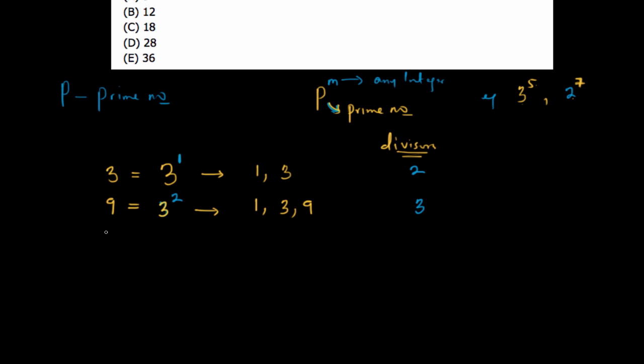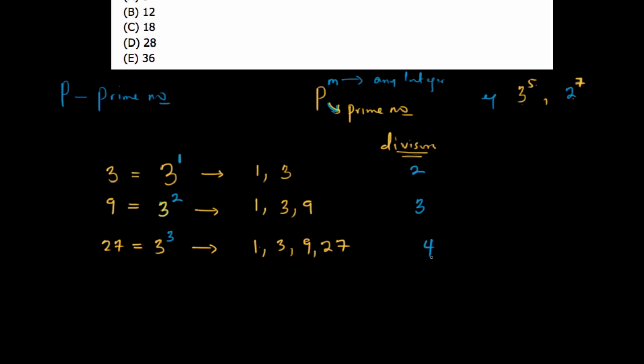Let's see another one. Let's say you have 27. 27 is the same thing as 3 to the power 3. If you want to list all the divisors of 27, the numbers are 1, 3, 9, and 27. So how many divisors do we have? 1, 2, 3, 4. So we have 4 of them.